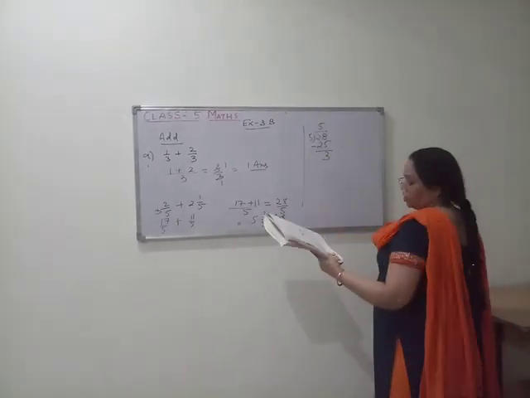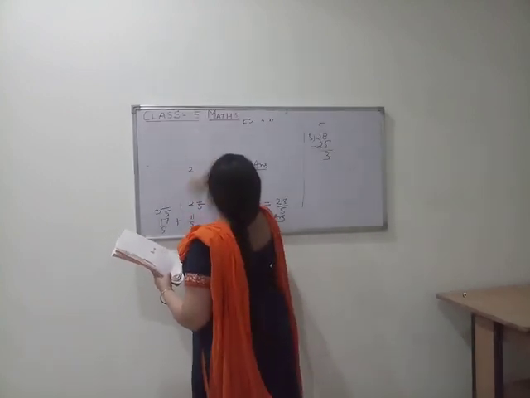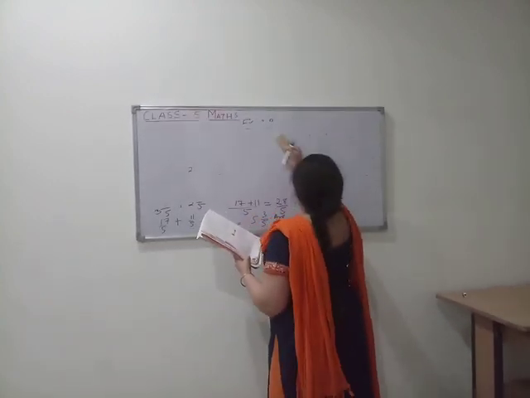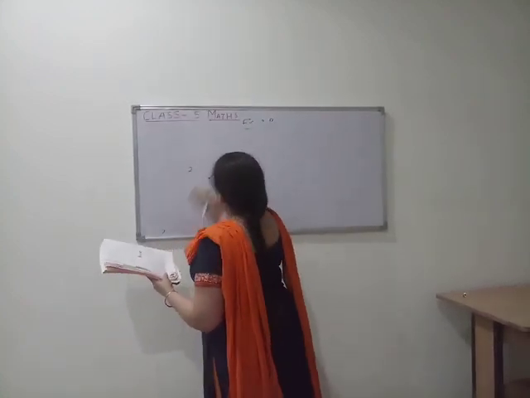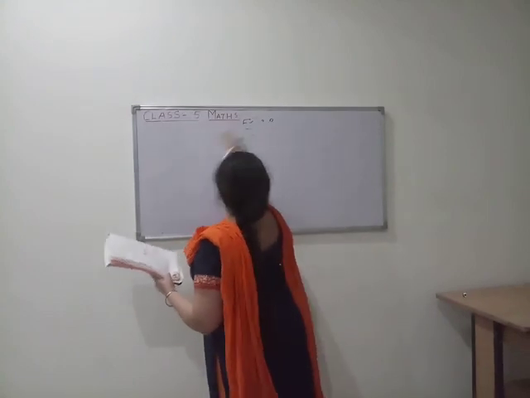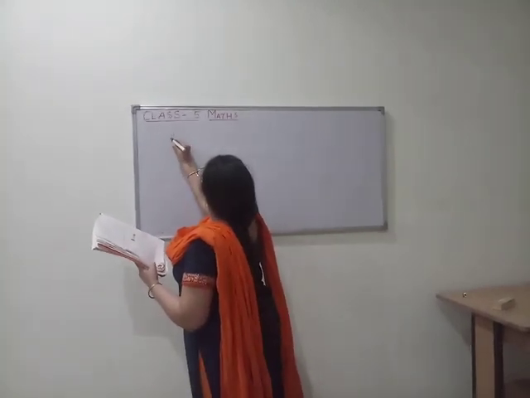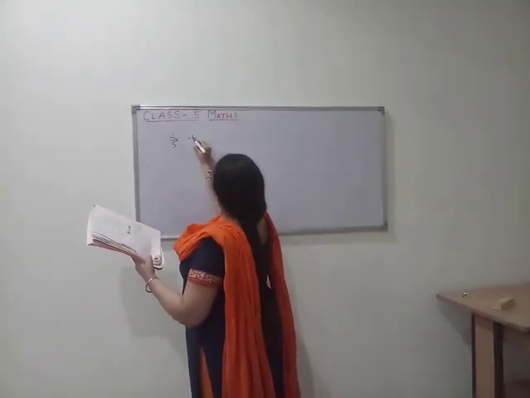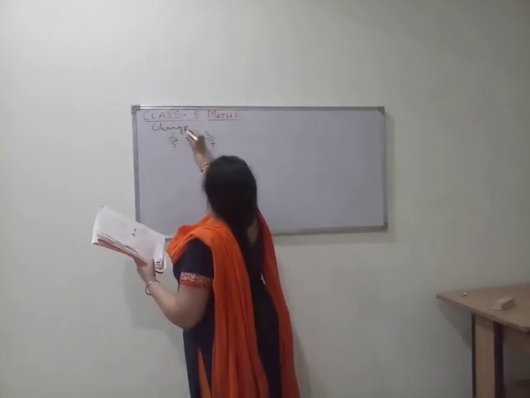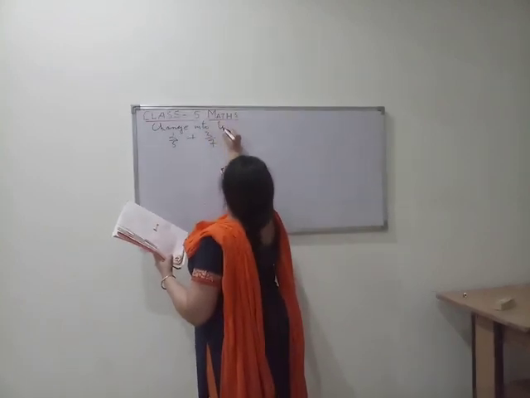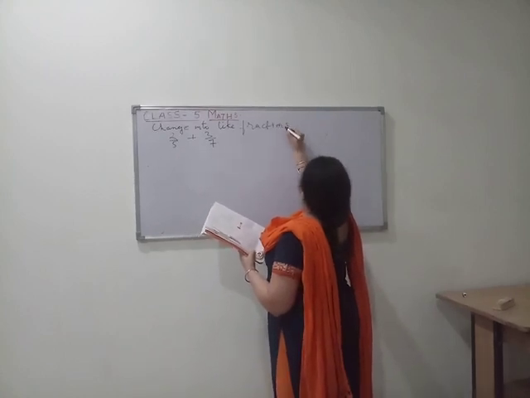And the next question will be: change to like fractions and then add. We will be having fractions whose denominators are different. First we will make them into like fractions and then we will add them. The first one is 2 upon 5 plus 3 upon 7. Change into like fractions and add.